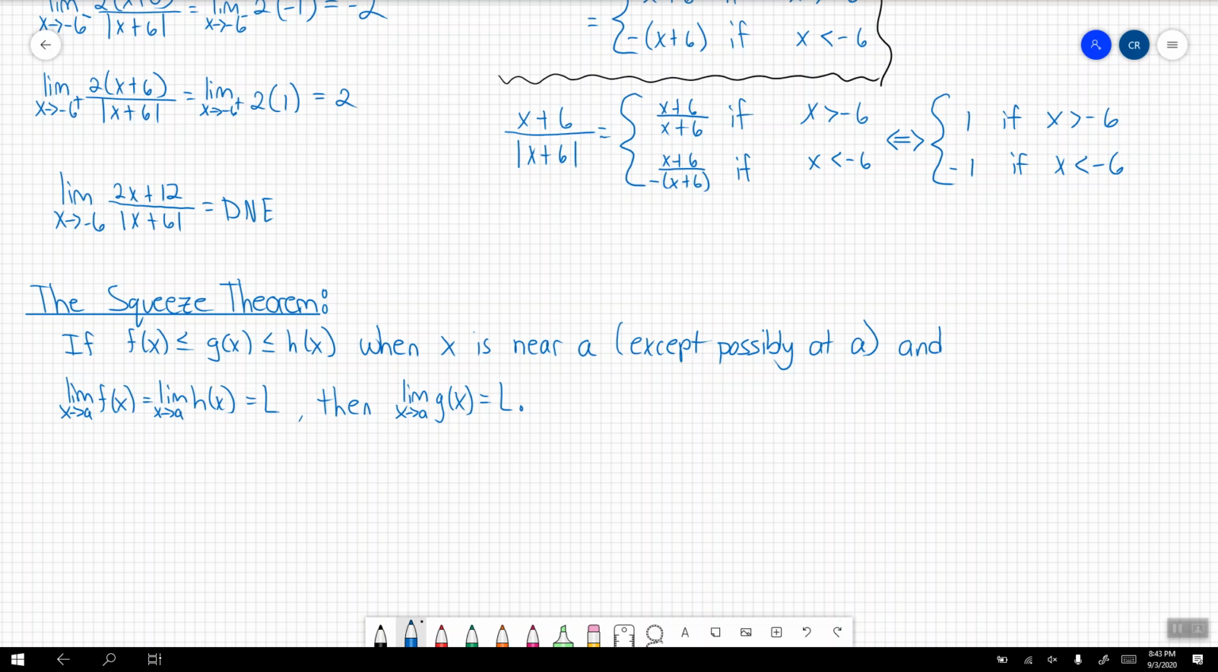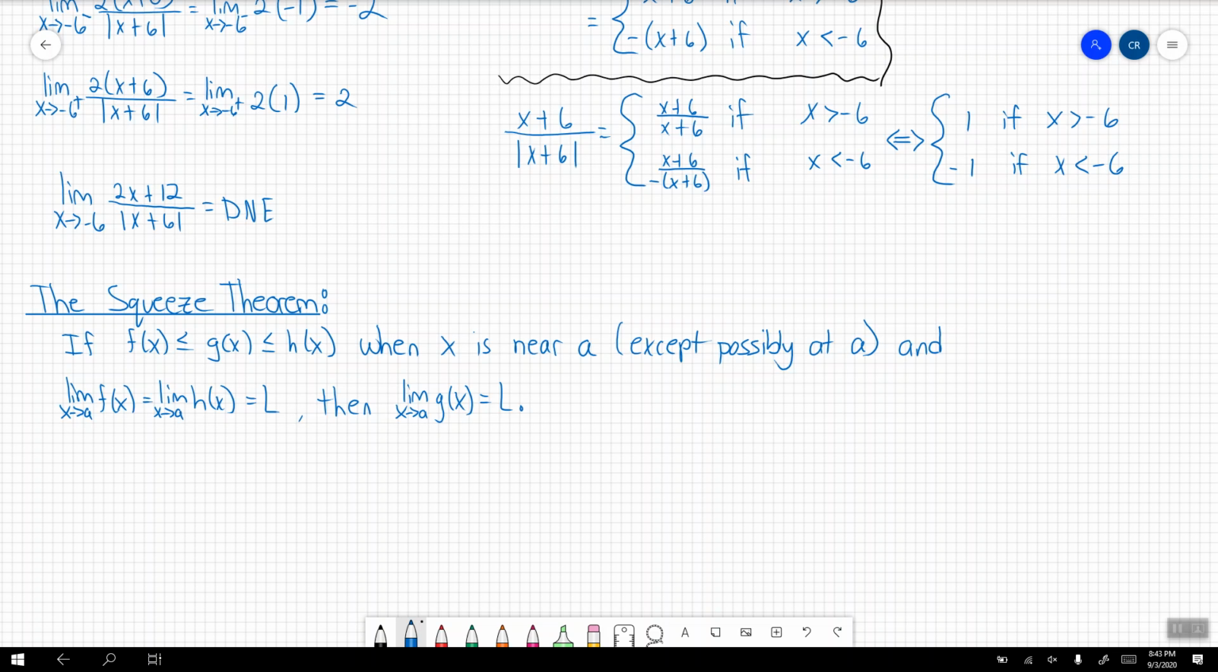So, here we have the squeeze theorem. The squeeze theorem says that if we can find an inequality to bound our middle function g of x from below and from above, and as x approaches a, your function from below and your function from above both evaluate to the exact same limit, then that must mean that your middle function, g of x, must also evaluate to the exact same limit as x is approaching a. That's really neat to consider.